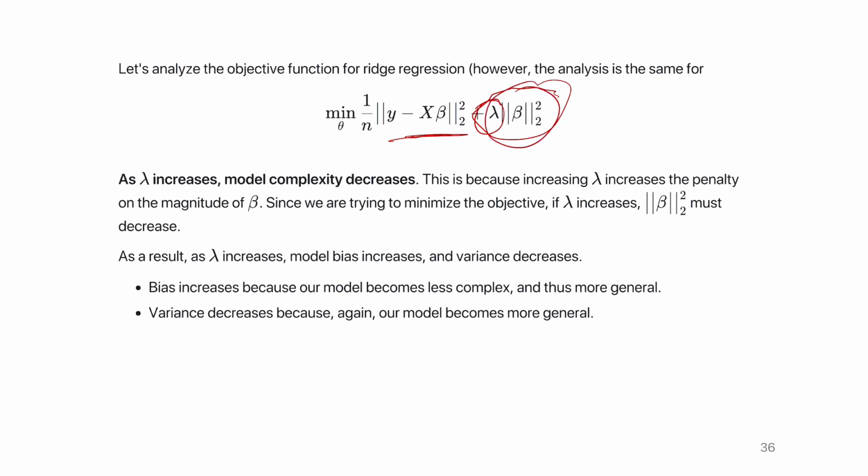The reason our model complexity decreases is because this value over here is getting larger as lambda increases. As a result, we want to minimize this whole expression, so we want this value here to be as small as possible, right? We're adding a penalty to the existing loss function to penalize it for being too complex. So in general, as lambda increases, our model bias is going to increase, because our variance is going to decrease. As we penalize our model more and more, we make our model less complex, but as a result, we're going to have a higher bias.